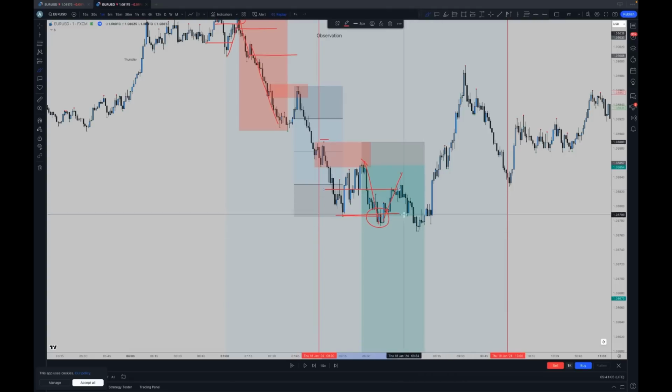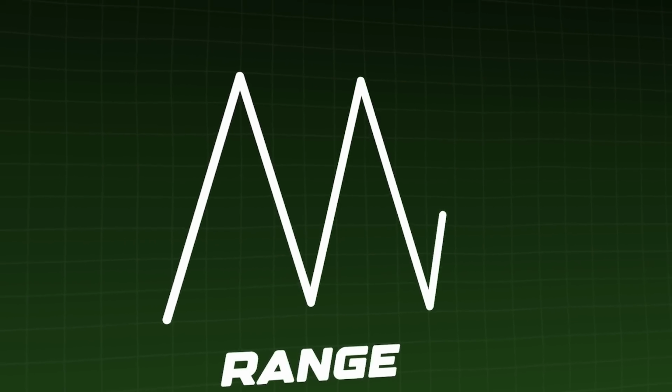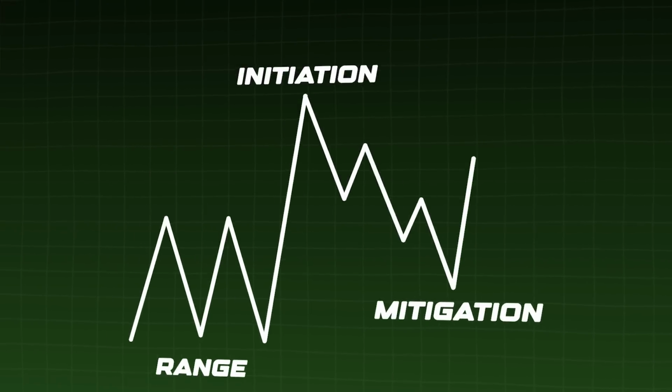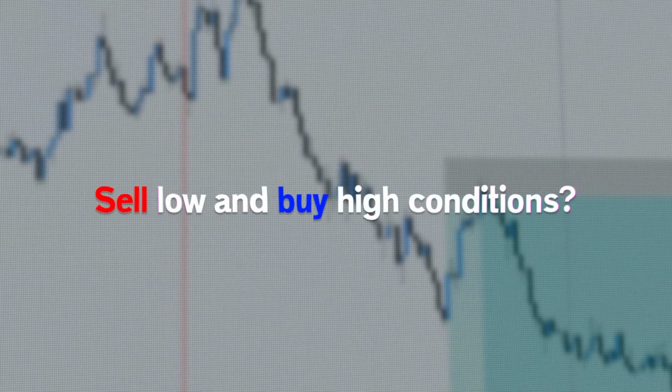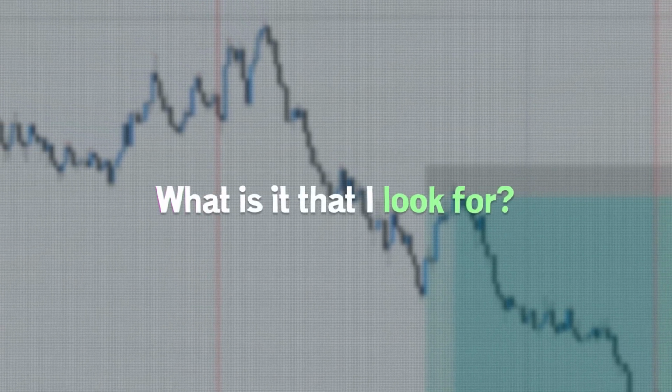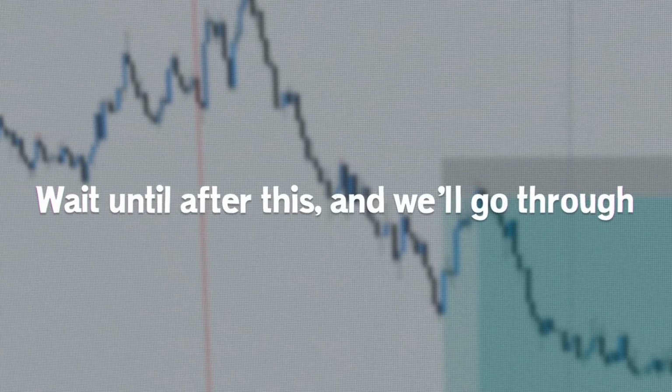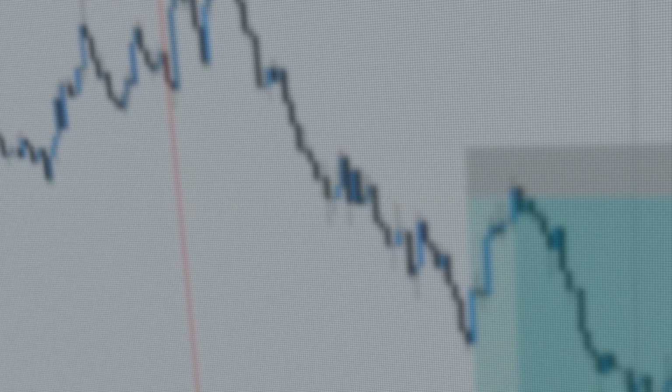As we see, this trade does not continue, there's so much to learn from this. We can understand this. And guess what? This is going to allow me to play flawless executions in my next session. Moving on to the next trade. After this one, we're going to break down each individual confluence. How can we get involved in these sell low and buy high conditions? What is it that I look for? Wait until after this, and we'll go through all the requirements to be a part of these positions.